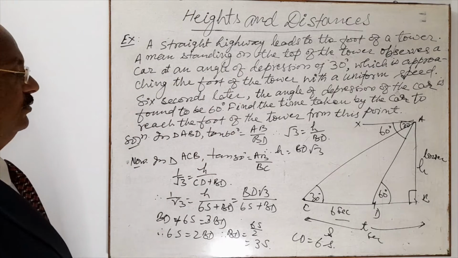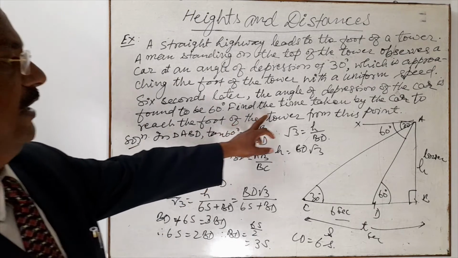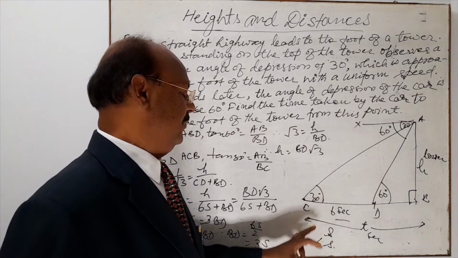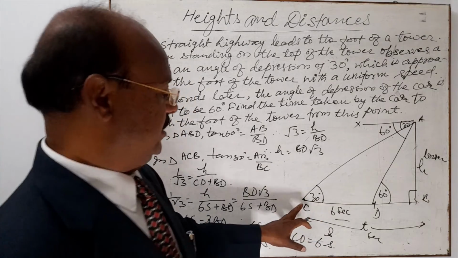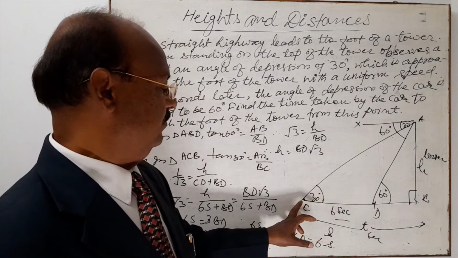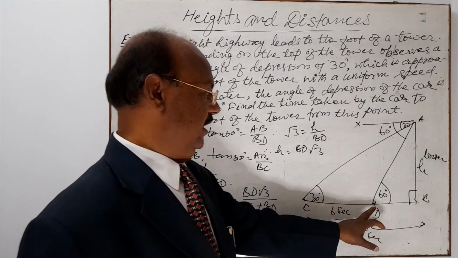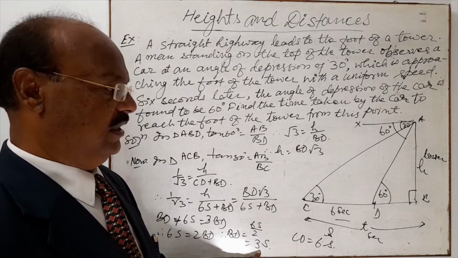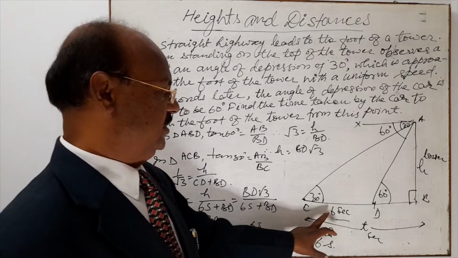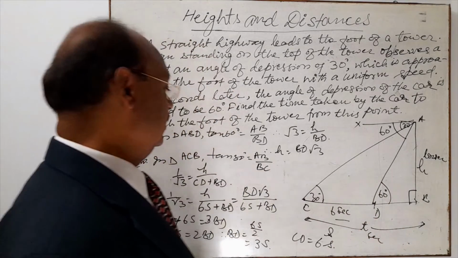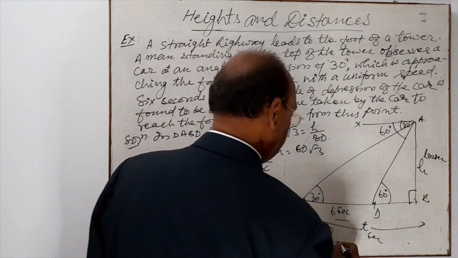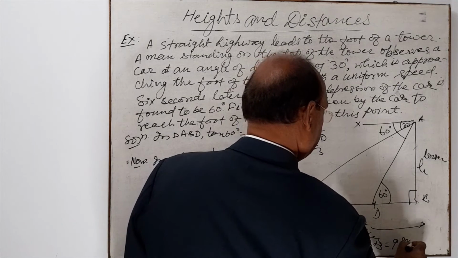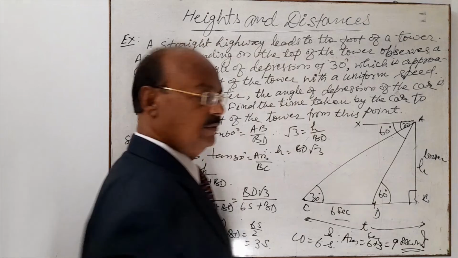So finally we have to find the time taken by the car to reach the foot of the tower from this point. Means we have to find out the time taken when the car reaches from C to B. The time taken from C to D is already given as 6, and the time taken from D to B is 3 seconds. Correct? Here s is uniform speed. So 6 seconds plus 3 seconds is equal to 9 seconds. Correct? So therefore the answer is 6 plus 3 is equal to 9 seconds.